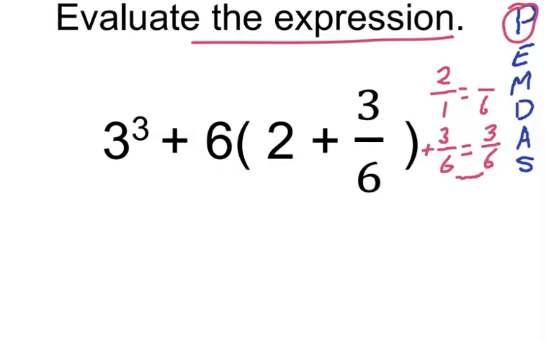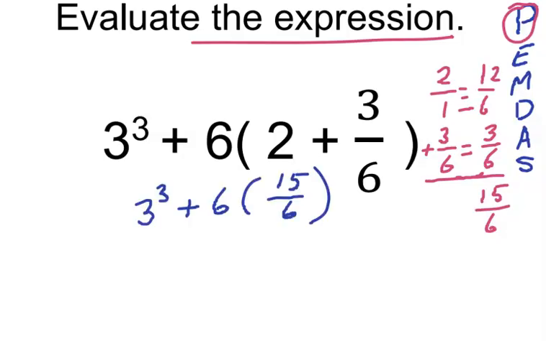So that stays the same. But to get from 1 to 6, 1 times 6 is 6. 2 times 6 is 12. So now this is going to be 12 plus 3, which is 15. That's going to be 15 over 6. So that's going to be our starting point. Inside of the parentheses there is 15 over 6.